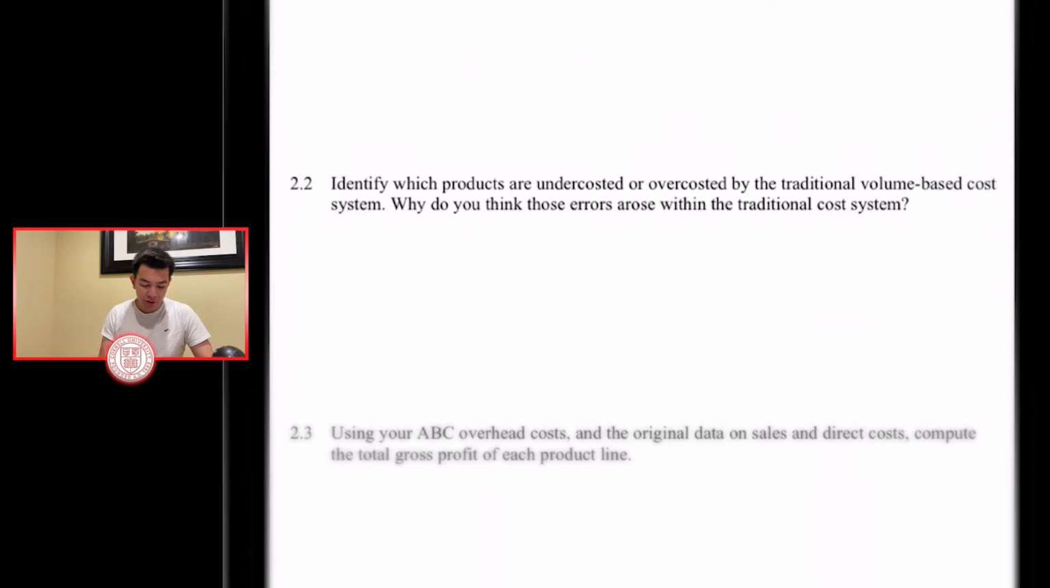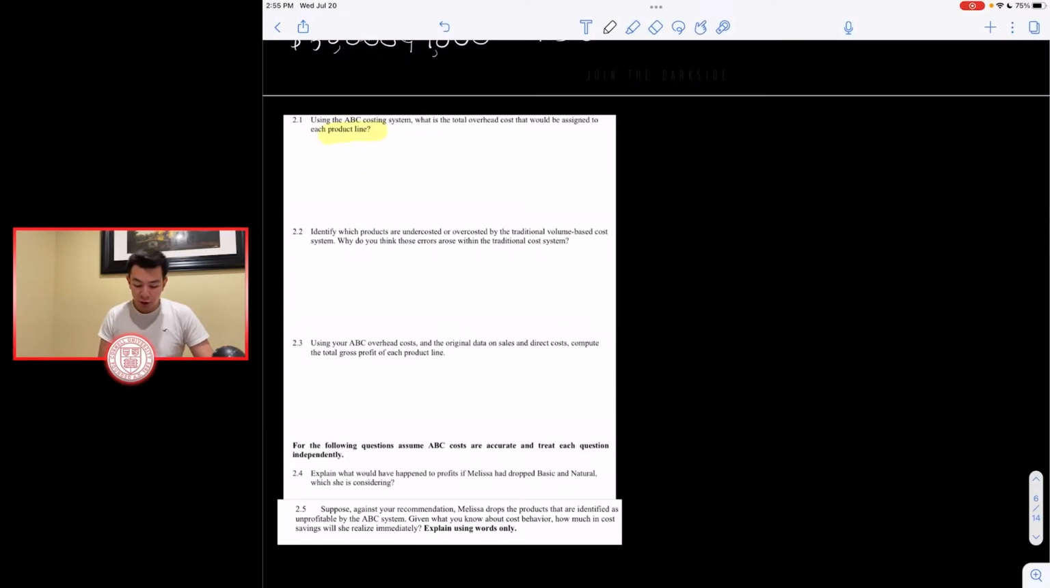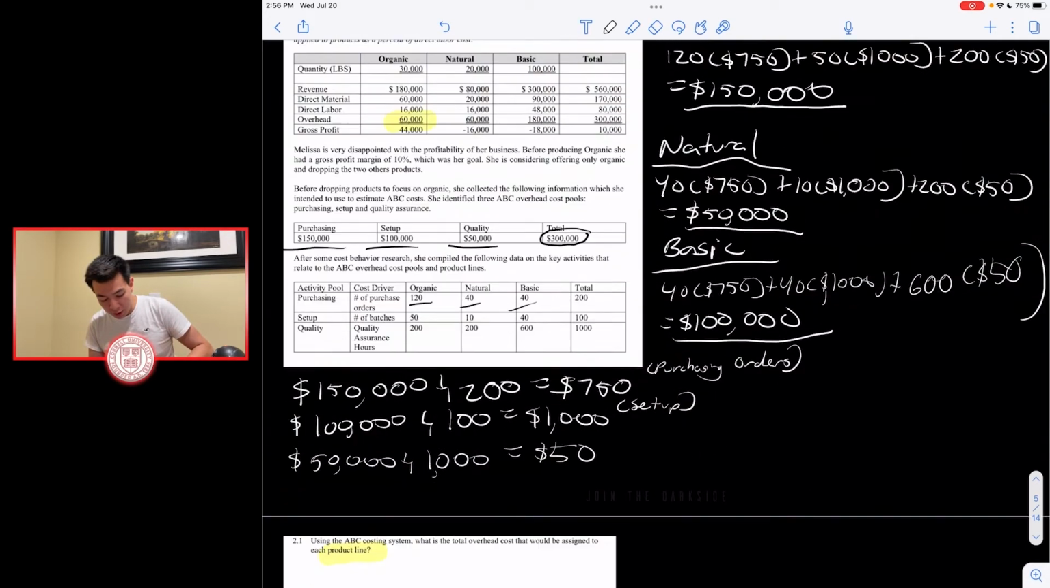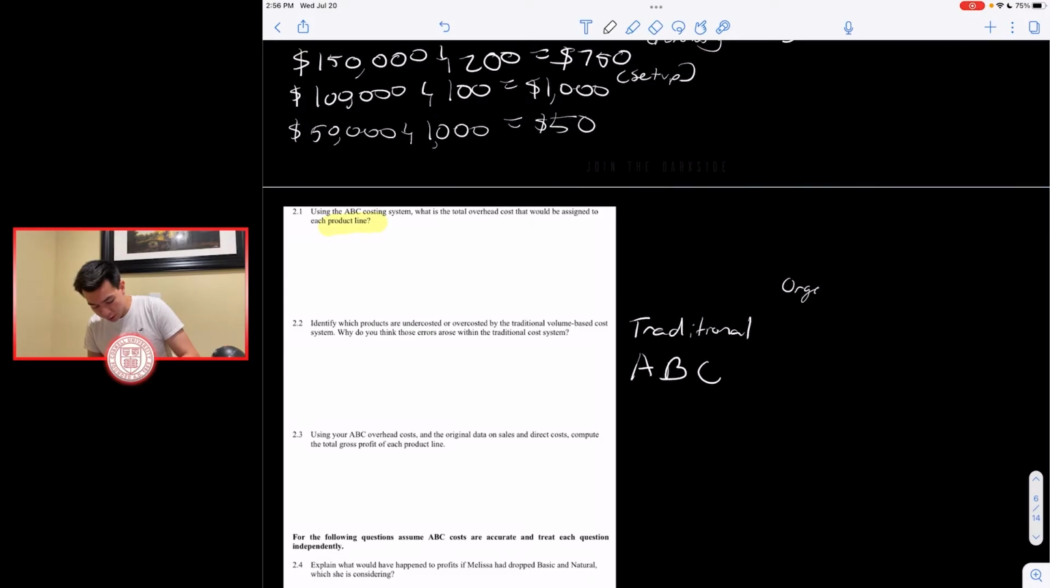So 2.2, it says identify which products are undercosted or overcosted by the traditional volume-based cost system. Why do you think those errors arose within the traditional cost system? So what we're going to do is we're going to write traditional here, and we're going to write ABC here, and then we're going to write organic, natural, and basic on the top here. Organic, natural, basic. Okay, put lines there.